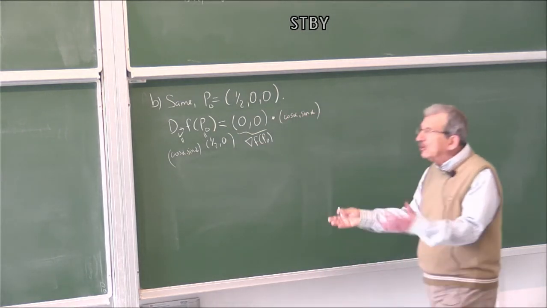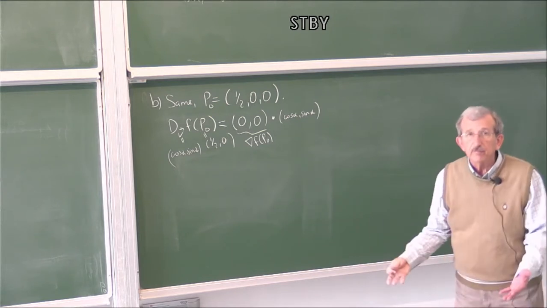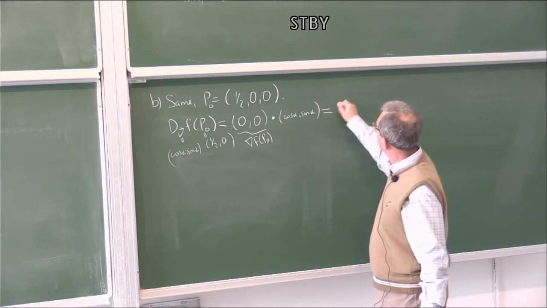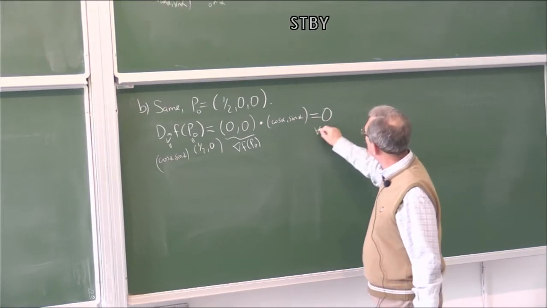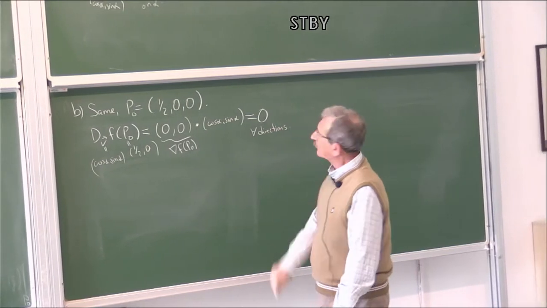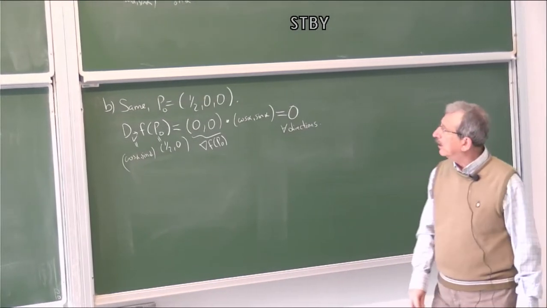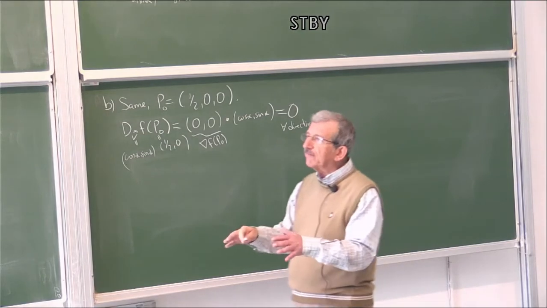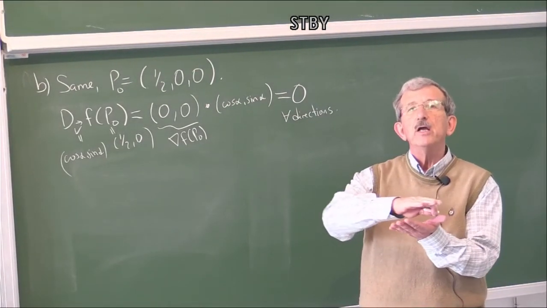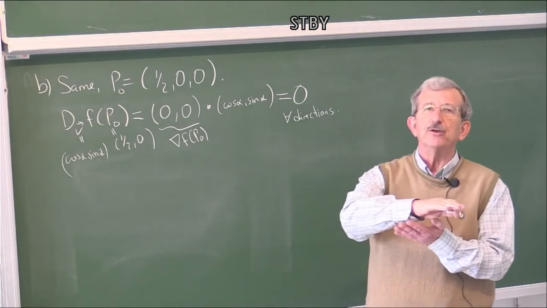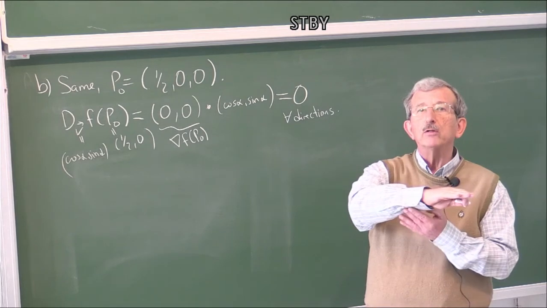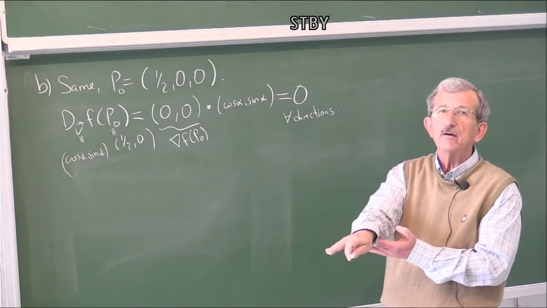Okay, so which value of alpha makes this most negative? Well, none. They're always 0. This is 0 for all directions. Since this is the instantaneous change in the function in a certain direction, if in any direction you have a 0 slope, it means that all tangent planes there are horizontal.